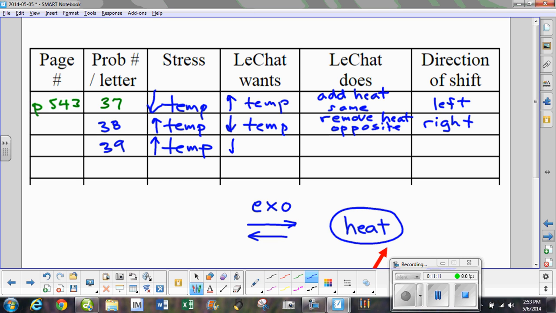Okay, what does Le Chatelier want to do? Always does the opposite, doesn't he? He always wants to do the opposite. And to decrease the temperature, does he add or remove heat? He removes. He certainly does, just like in the last one. And this is going to be an interesting result. Remove heat. Okay. And is that same or opposite?